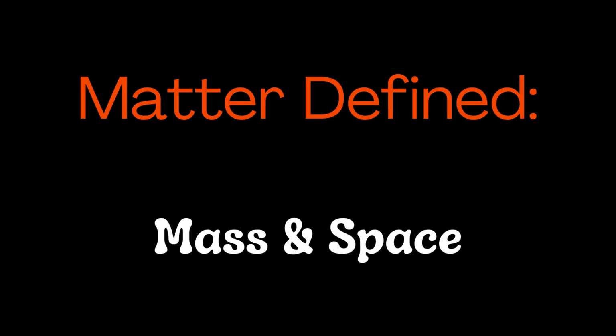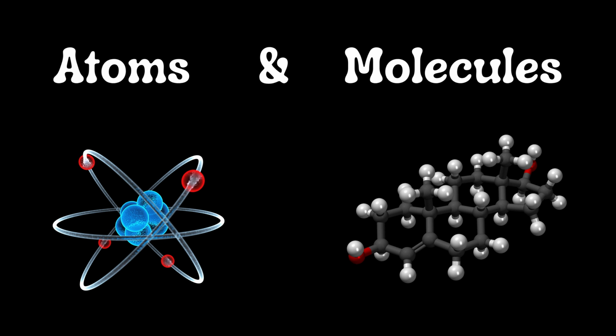Definition of matter. Matter is anything that has mass and occupies space. Everything around us, including solids, liquids, and gases, is made up of matter. Matter is composed of atoms and molecules, which determine its physical and chemical properties.